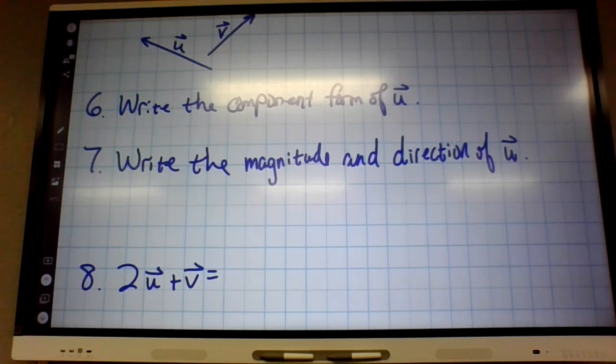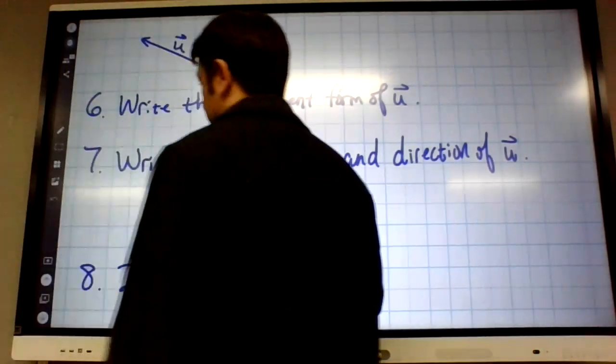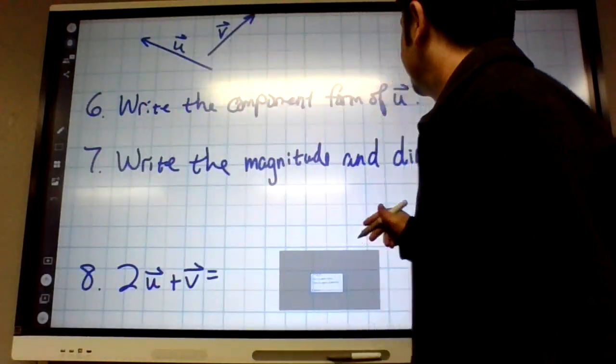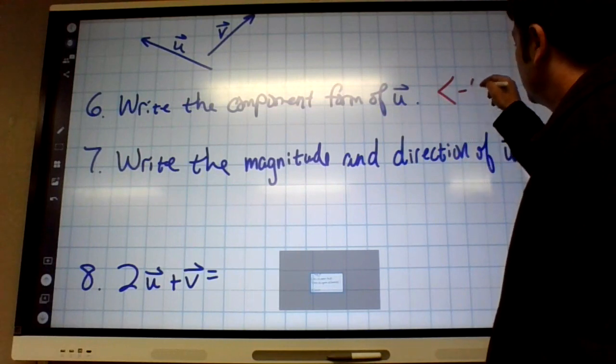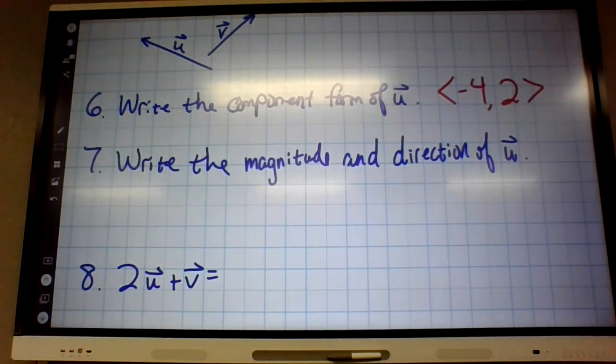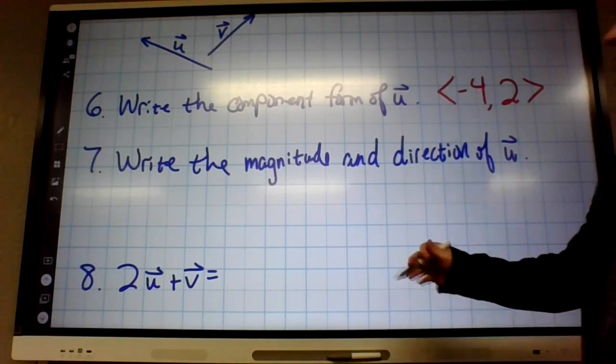I don't know why I gave you guys graph paper, you don't really need it. So it's negative 4, positive 2. So yeah, vector u is going 4 to the left and 2 up.